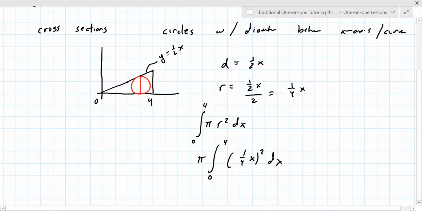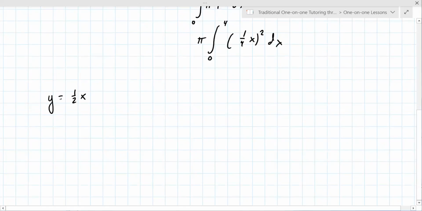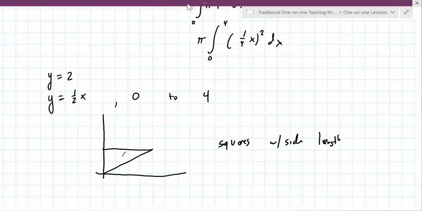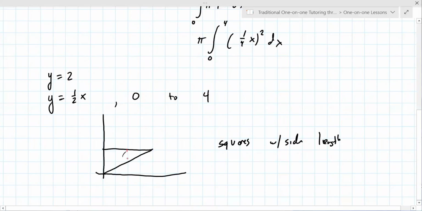Let's say it's the exact same thing. It's y equals 1/2 X, 0 to 4. But now we also add in the line y equals 2. Okay, and it's the region between them. So here's y equals 2. Here's 1/2 X. It's this region now. Let's say we wanted squares with side length. And I don't know how it's going to be worded, but we'll say that region between here. How would that change this problem?